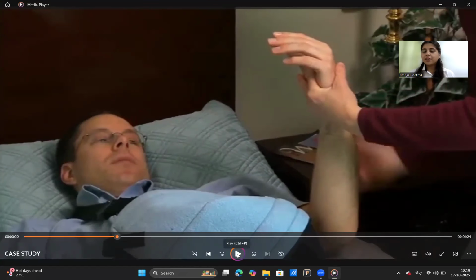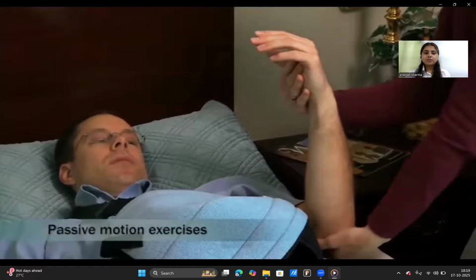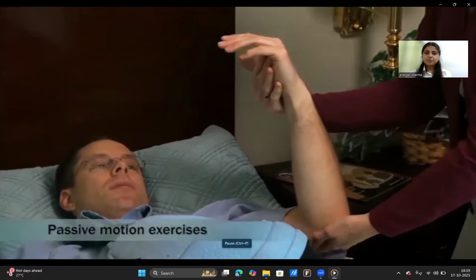As you can see here, the patient is lying and the therapist is moving their arm. This is called passive movement, in which the therapist is doing all the work. The patient is just relaxed, and the therapist is helping the patient to move their forearm. So this is passive movement.